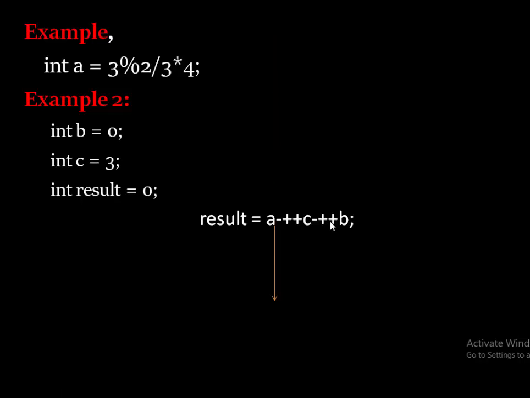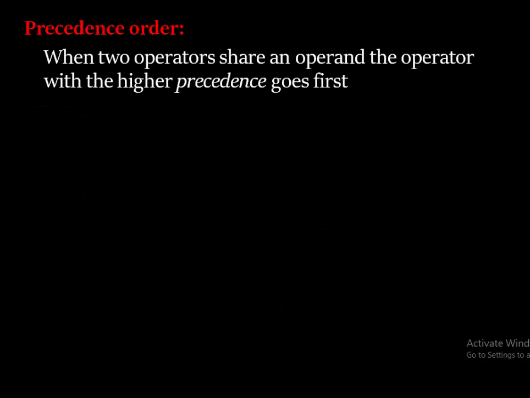When we want to evaluate this expression, the compiler is going to put parentheses around the pre-increment operations like this. In this way, the expression is going to be evaluated by the compiler. First this one will be evaluated, and next this one. After that, the subtraction will be performed from left to right. So this is a way of using precedence and associativity of operators. See here, when two operators share an operand, the operator with the higher precedence goes first.